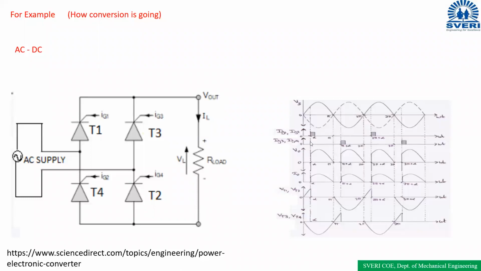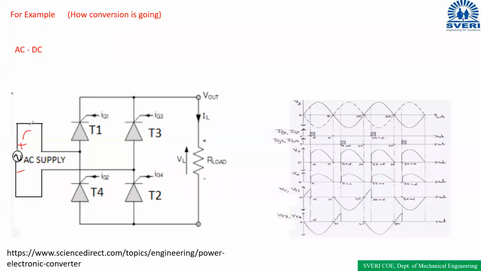For example, I have given the gate pulse for T1 and T2 at a time, because for the current to flow, the circuit must be closed. Circuit close होने के लिए अपन को T1 और T2 on करना पड़ेगा. I am not going into depth, just get an idea only. Clear? Positive half cycle में क्या होता है? This is the positive half cycle. This is the positive polarity, and this is the negative polarity.